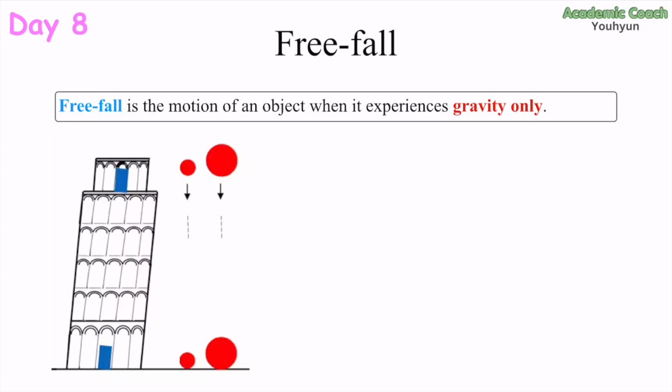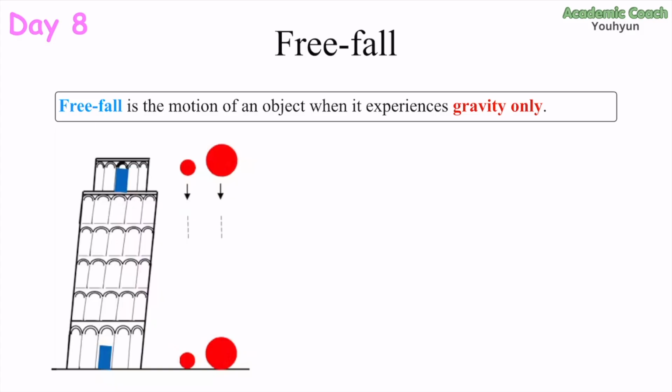So he brought two spheres, one metallic and one wooden, and then he dropped these two spheres at the same time. And the result is the two spheres dropped at exactly the same rate and they reached the ground at the same time, even though the metallic sphere is much heavier than the wooden one. So he proved that any object drops at the same rate.